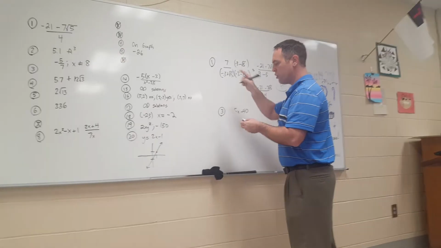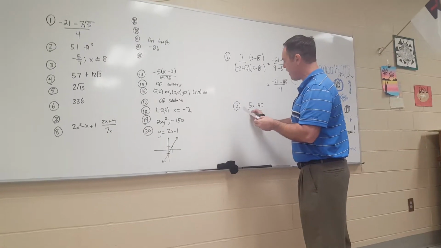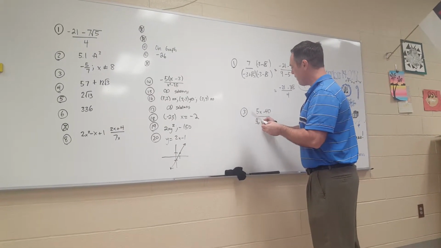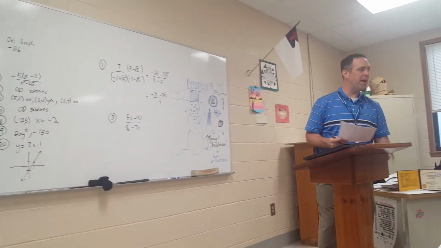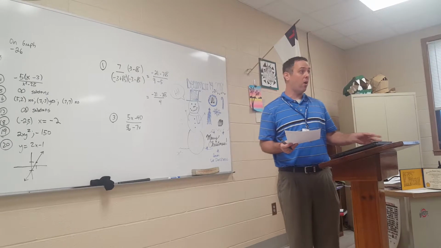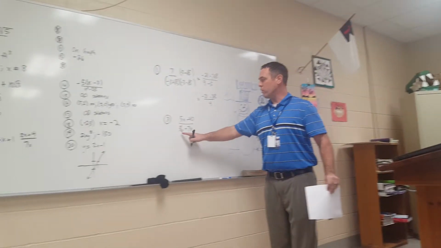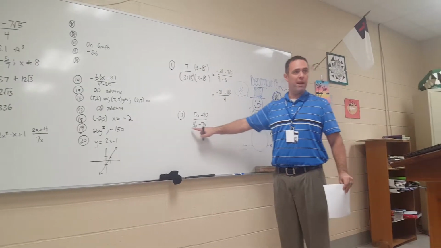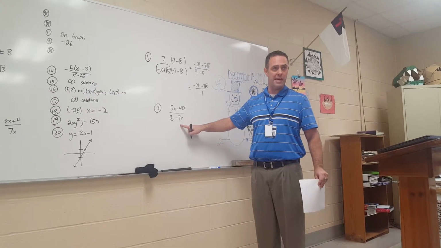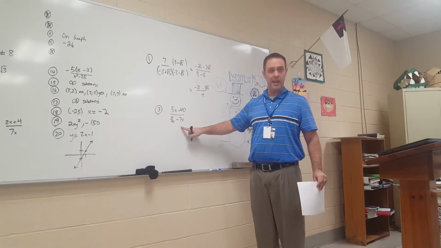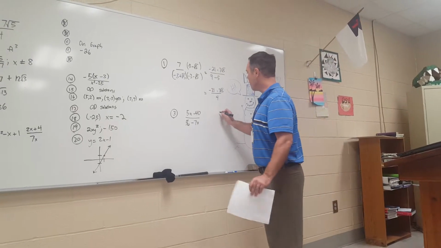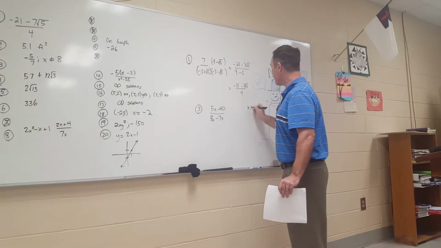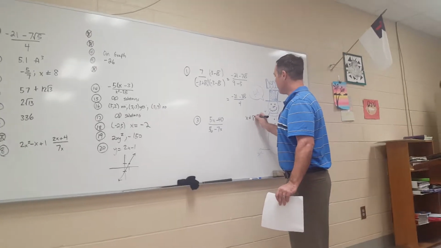Now, if you look in the directions, it says identify any excluded values. The only excluded value is the value that would make the denominator equal to 0. So they're asking you, is there any values for x that would make this undefined if you substituted it in? And that's 8, because 8 times 7 would be 56, and you cannot have it. So the first thing I write is x cannot equal 8.